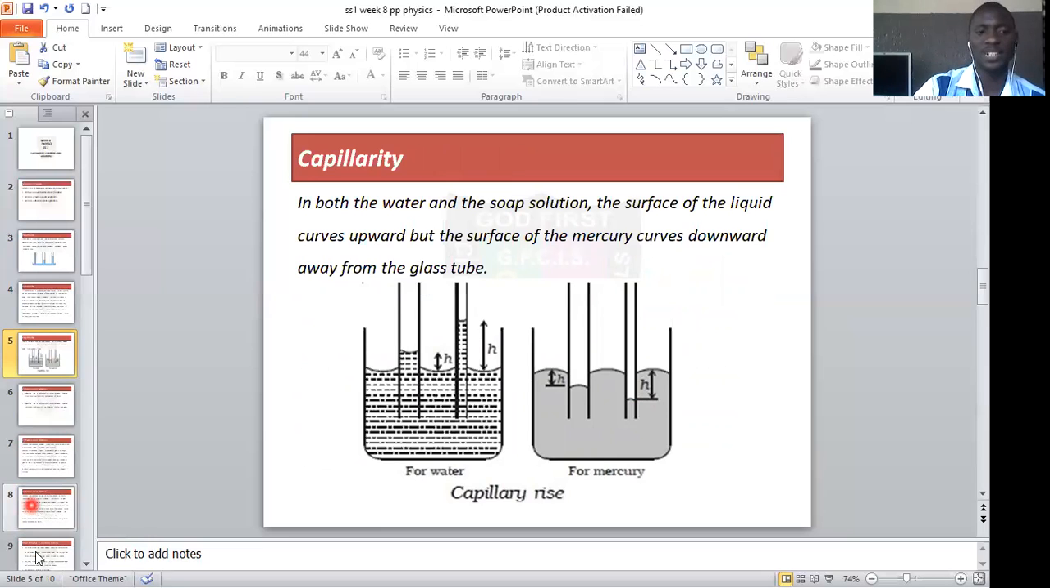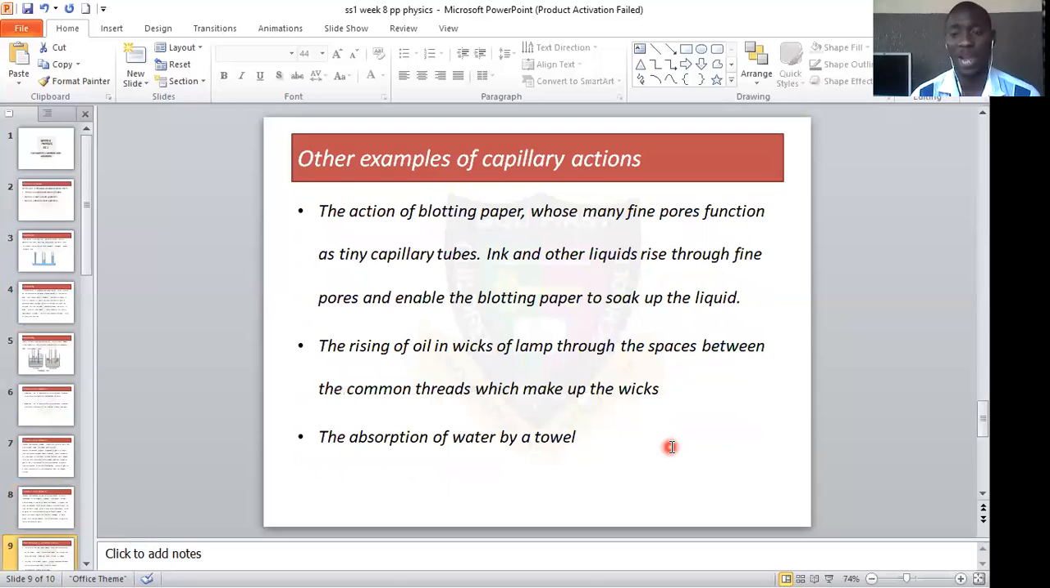This shows that it is not only in glass tubes that we have this effect of cohesion and adhesion. There are so many examples, even in our daily life, that we notice very well. Look at the first one. Other examples of capillary action. Capillarity is the tendency of a liquid to rise or fall in a capillary tube. We saw the rising in the water experiment, but mercury tends to fall in the capillary tube because the cohesive force is stronger than the adhesive force. So let's look at these examples of capillary action.